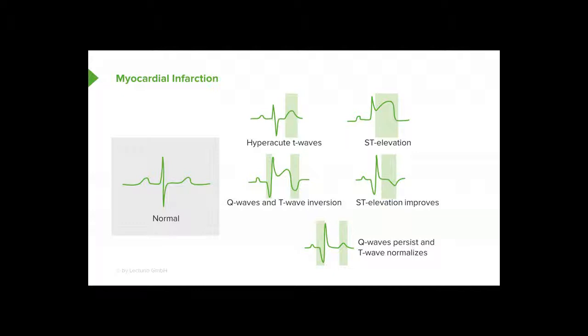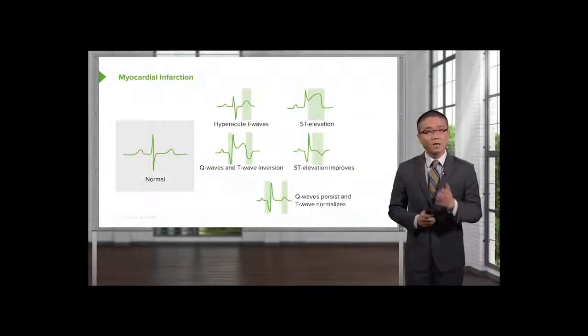And in the fourth quadrant, you see when the ST elevation has improved, depending on when you actually capture the EKG. In patients who have had a myocardial infarction, there may actually be Q waves that persist even though the T waves have normalized. Coupled with the troponin, this may be highly sensitive for a myocardial infarction.